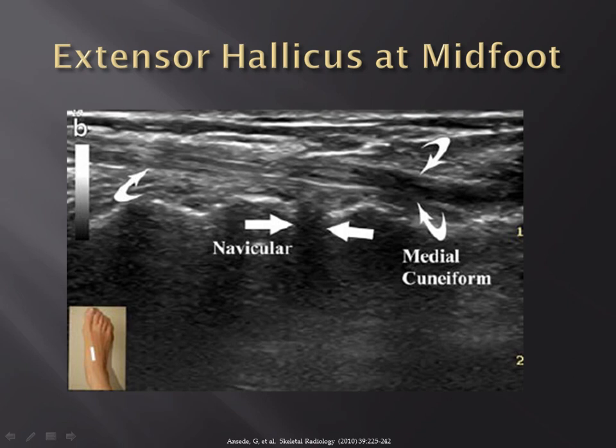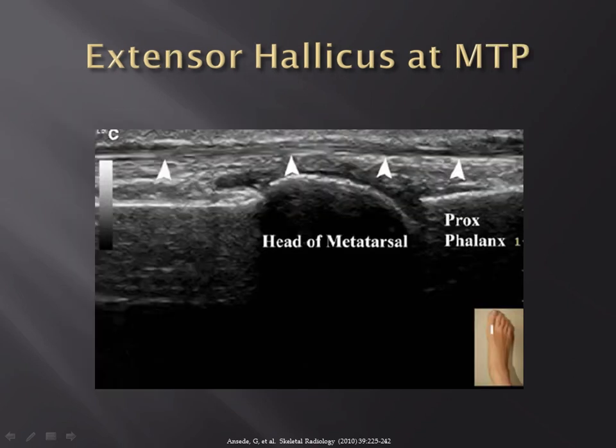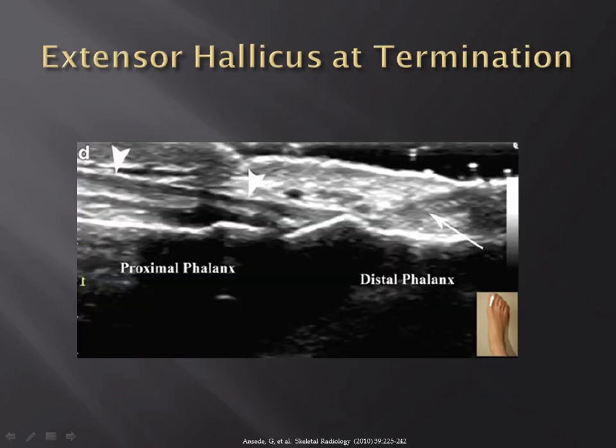The extensor hallucis, the midfoot, you can see again that normal tendinous pattern that you would expect. Here's our level of the midfoot, and again you can follow it like Dr. Wang said from the ankle all the way to the toe. At the MTP joint, again you can see that nice tendinous pattern, level of metatarsal head, MTP joint, as it goes through the extensor apparatus, which we'll talk about in a minute. And at the termination, attachment on the distal phalanx, interphalangeal joint. Again, you can follow that tendon all the way out.